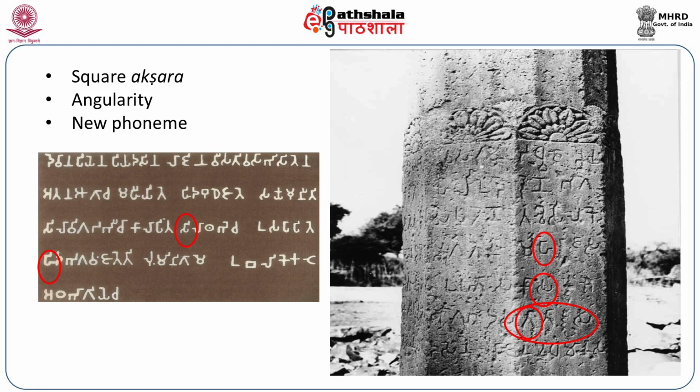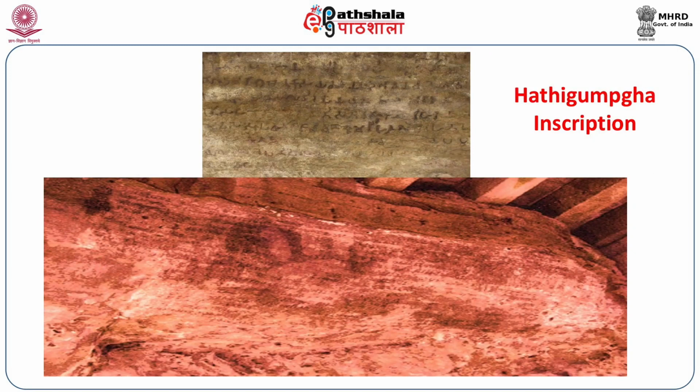And finally, in the 1st century BCE, we find, as here in the Hathigumpha inscription of the time of Kharavela, the famous Hathigumpha inscriptions found from the Udayagiri hills in Udayagiri caves in Odisha, Bhubaneswar, we can see the final development of this middle Brahmi script from early Brahmi.